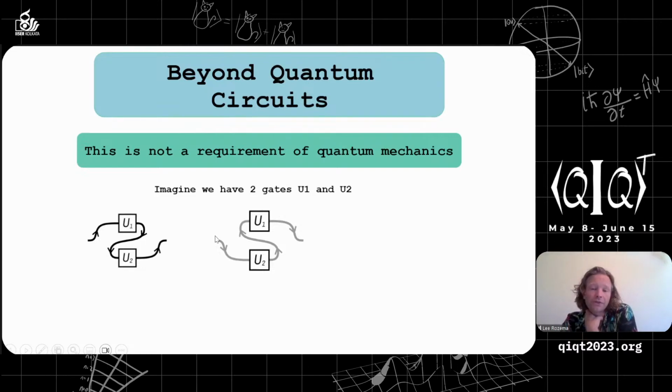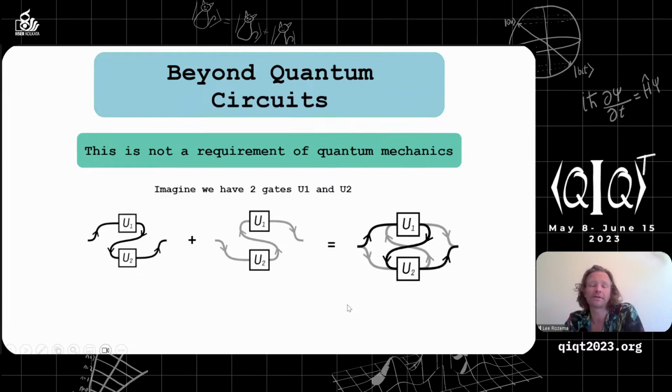We could also choose to do this the other way. We could connect the wire so that the quantum state is first going to go to U2 and then to U1. And if you're working within the quantum circuit model and you have these gates U1 and U2, this is essentially all you can do. Of course, you can vary the input state, but the only real ways you can connect these two gates are the ones I've shown you.